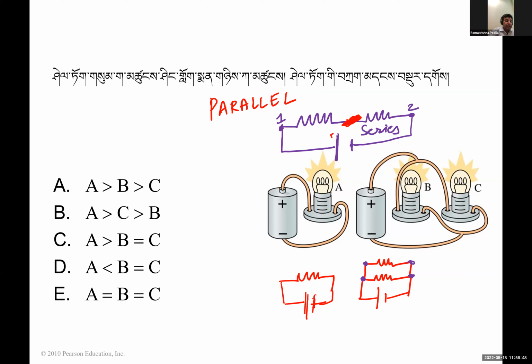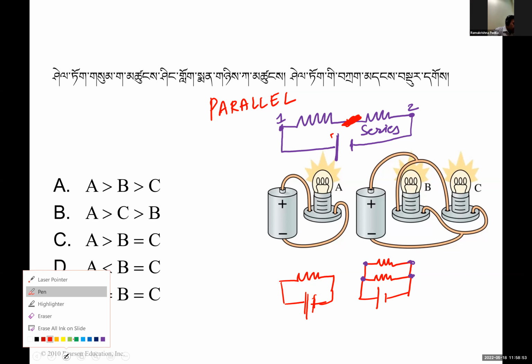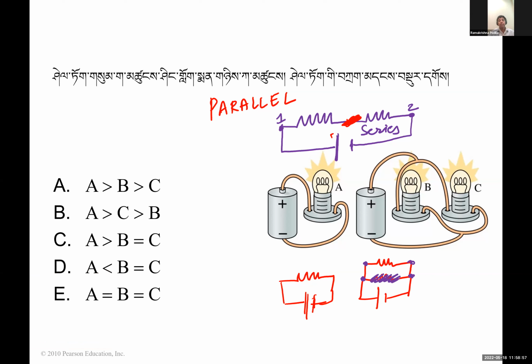Okay, very good. Whereas in parallel circuit, if I go ahead and let's say I cut one resistor out, I cut this out, would the current still flow?